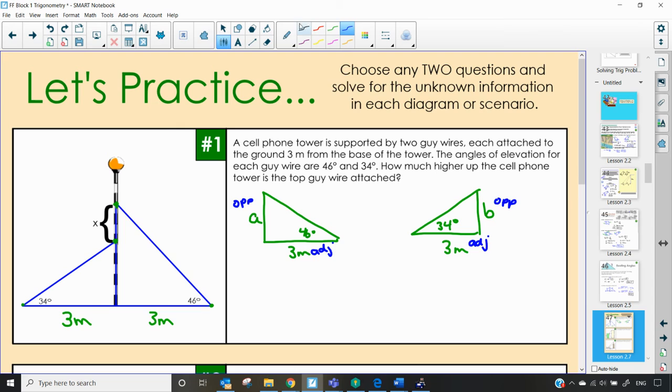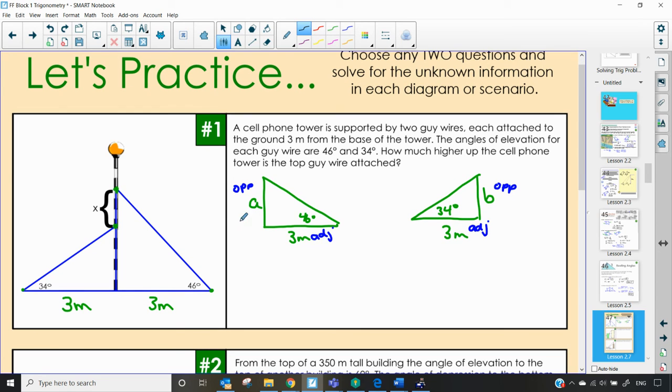Now, I think I mentioned in a previous video, it's quite common for us to see tan show up quite a bit during these 2 triangle problems. Don't read anything into it, it just happens the way it happens. All right, so we've got tan 46 equals A over 3. Multiplying 3 times tan 46, A is going to give us 3.1 meters.